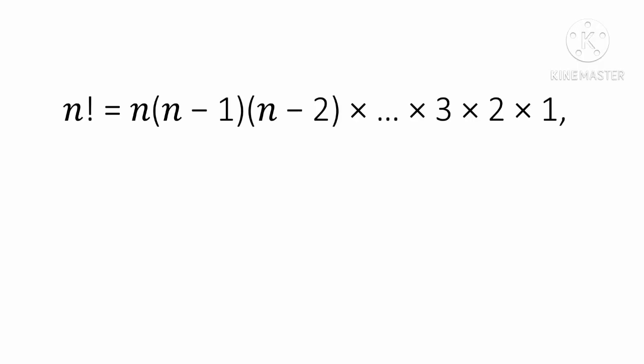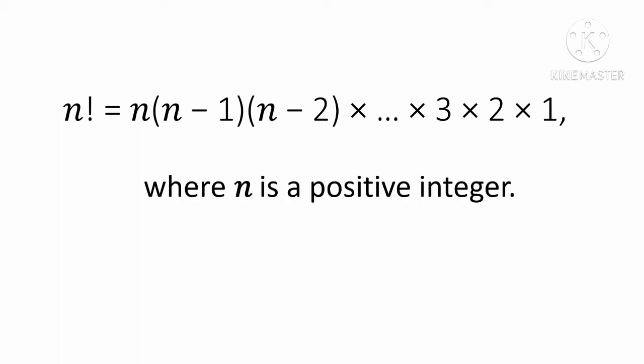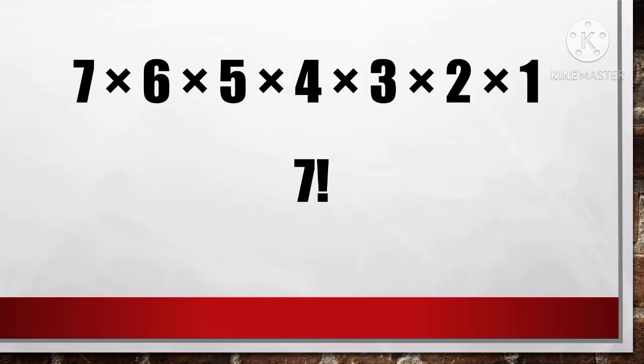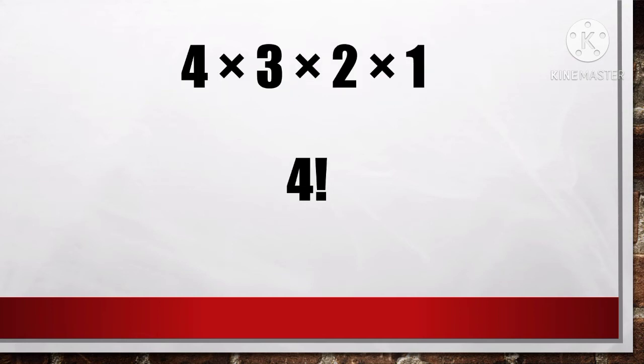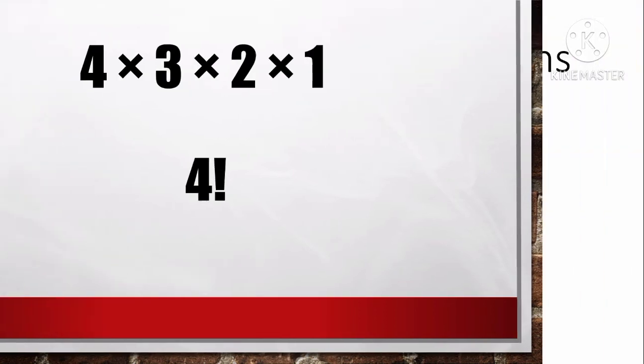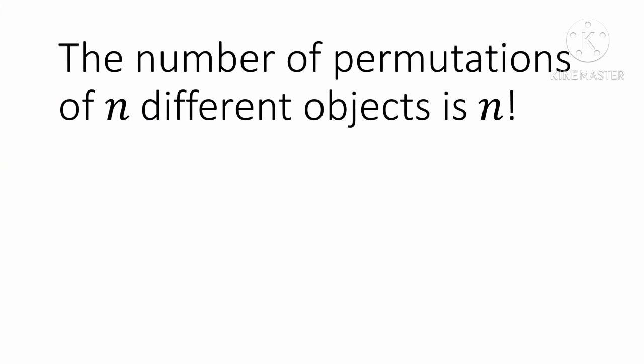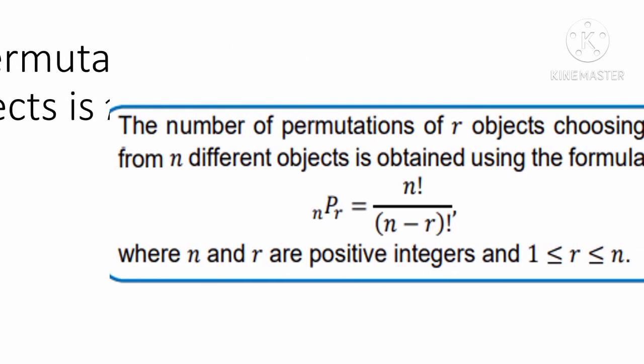N factorial in general is equal to n times the quantity of n minus 1 times the quantity of n minus 2 up to 1, where n is a positive integer. So let's go back to the examples given. 7 times 6 times 5 up to 1 is 7 factorial, and 4 times 3 times 2 times 1 is equal to 4 factorial. The number of permutations of n different objects is n factorial.